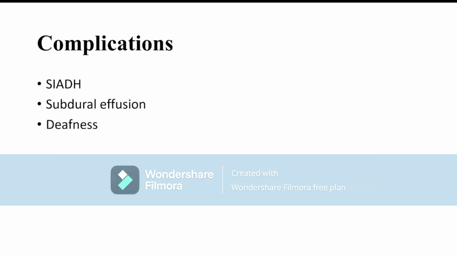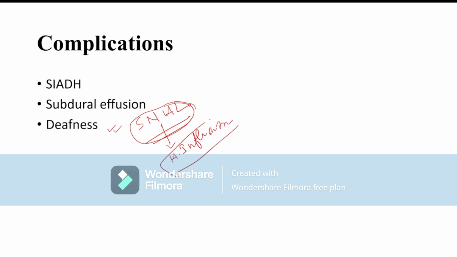Now come to the complications of meningitis. What happens if the child is suffering from meningitis? The most common complication is deafness. That is, sensorineural hearing loss is the most common complication of meningitis, and it is mainly caused by the Haemophilus influenzae organism. So that's why we give vaccines against Haemophilus influenzae after 6 weeks.